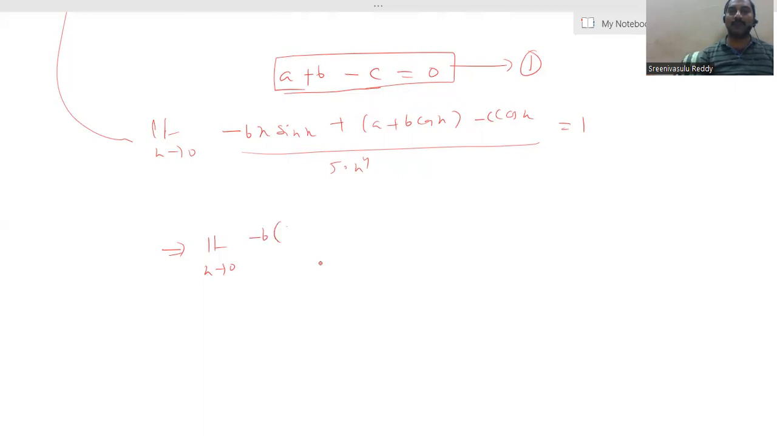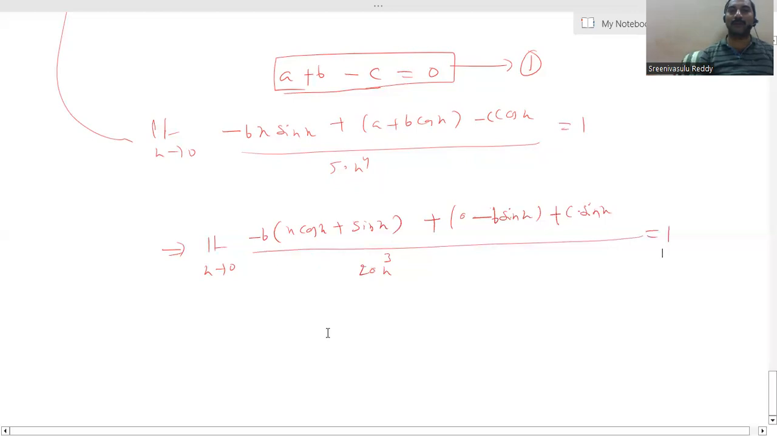Minus b times the first function into the derivative of the second function, cos x, plus the derivative of the first function into the second function, sin x, plus a derivative 0, and the derivative of cos is minus sin x. So this becomes minus b sin x, and for the cos term, c times sin x, in the numerator. The denominator is 5 into 4 x cube, that is 20 x cube. The derivative of x power 4 is 4 x cube, and 5 into 4 is 20. So this is the present value.